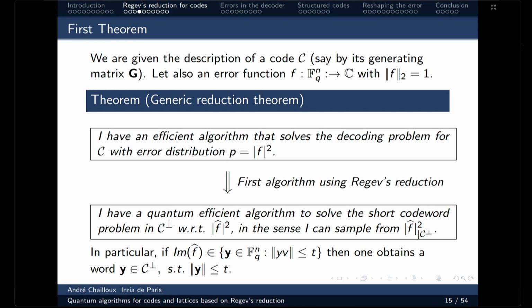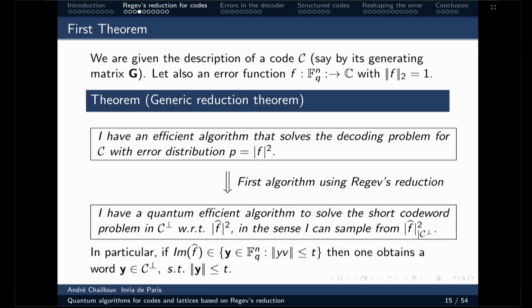So you have this function f. We'll see why we take this function f, because then we'll do quantum. So we prefer to work with amplitudes rather than probabilities. But you take a function f so that its square modulus is a probability distribution of the errors. And I say, okay, if I give you a code and a probability distribution, and if you have an algorithm that can solve the decoding problem with this error distribution, then I can find short words in the dual code, right? And what will be the weight of the dual code?